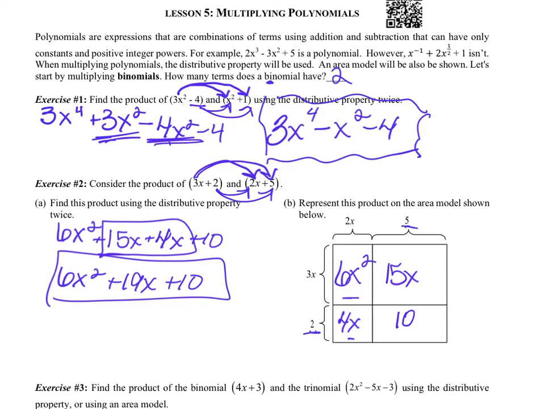Hopefully you noticed it's the same exact numbers that were in part A. So I'm going to keep my 6x squared. I'm going to combine my two like terms, which are these two. And that's going to give me 19x plus 10. Same answer. So whichever method you prefer there.